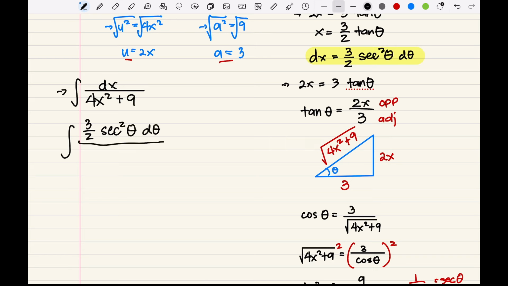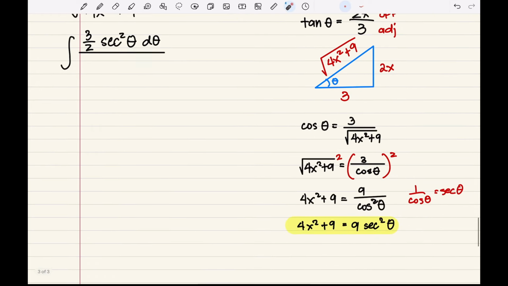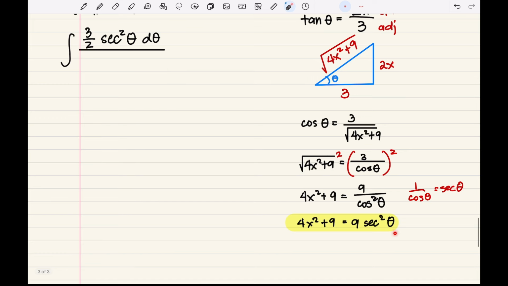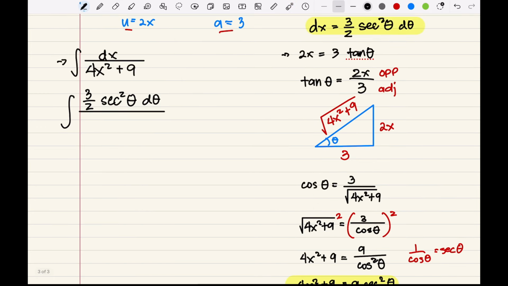And then, the whole 4x squared plus 9, we substitute by 4x squared plus 9 is equal to 9 secant squared theta. So, in our denominator, we have 9 secant squared theta. Okay. And then, we cancel the common terms in the numerator and denominator. So, we have secant squared, we have secant squared, and then we have 3 in the numerator and a 3 here. What will remain here is 3.